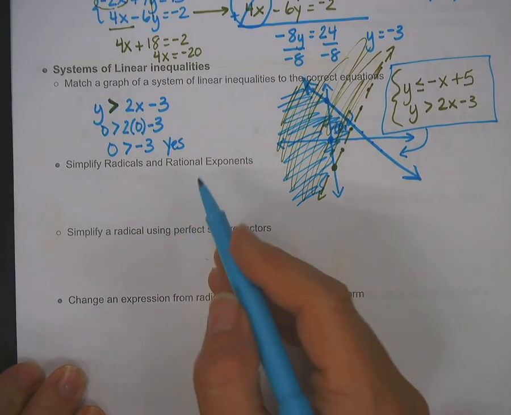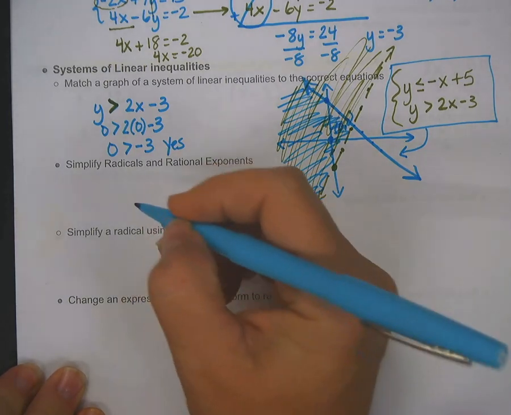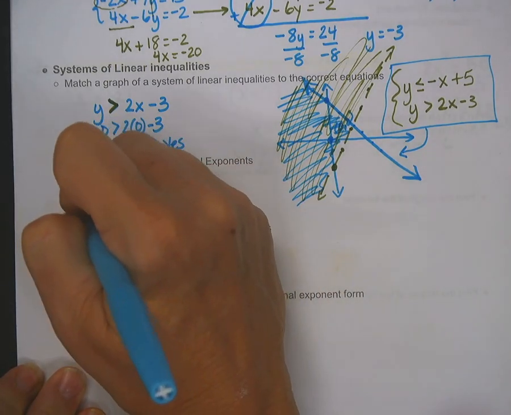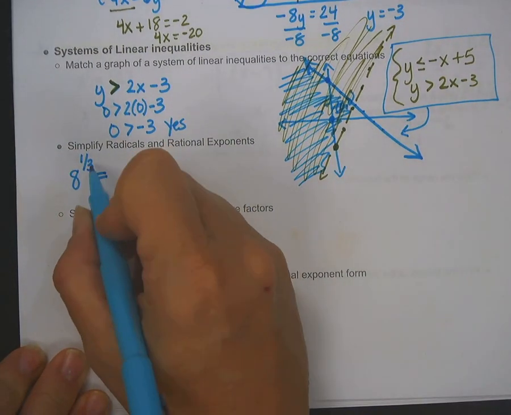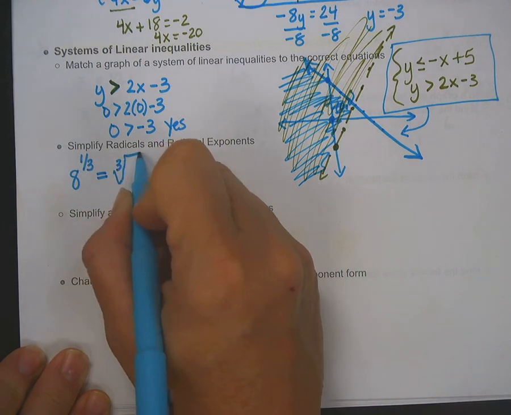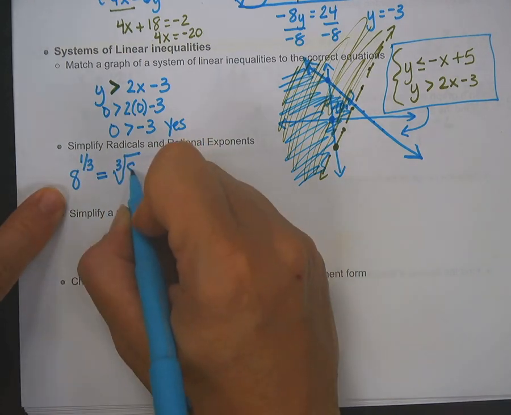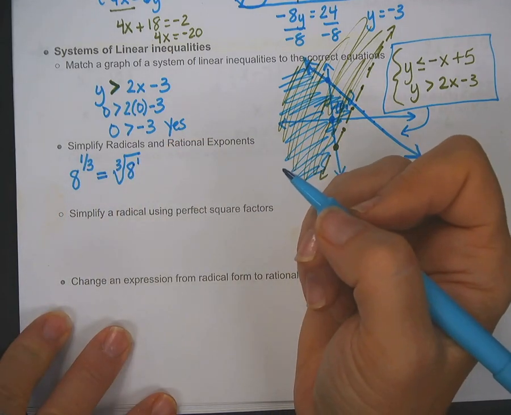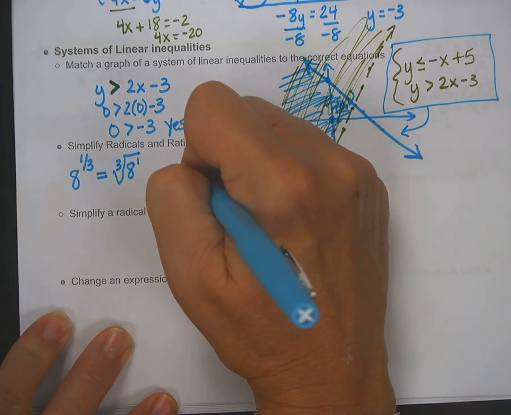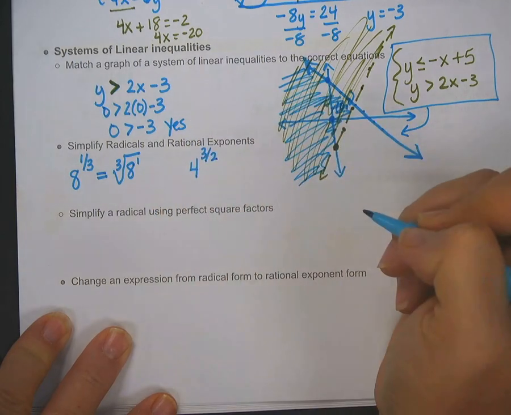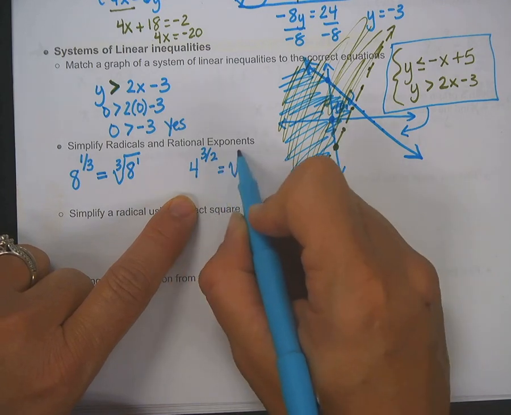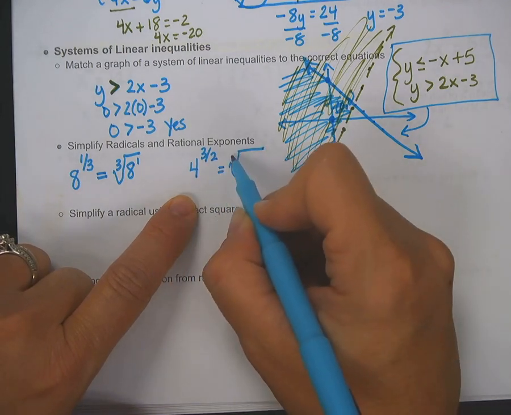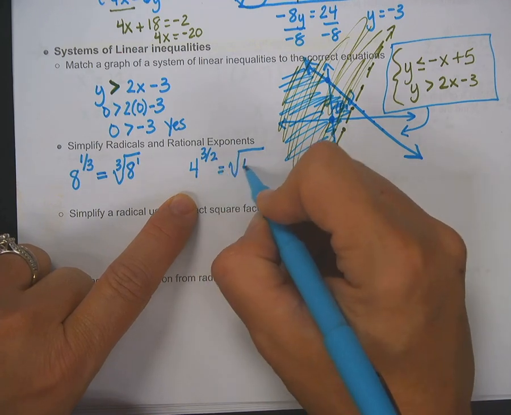Okay, next thing is simplifying rational exponents. As a review, when you have a fraction in the exponent, that really means the denominator is the root. So this would mean the cube root of 8 to the first power. If we did 4 to the 3/2 power, that would mean the denominator is the root, so that means square root. And when it's square root, you don't need any number up here because it's assumed to be a 2. So square root of 4 cubed.